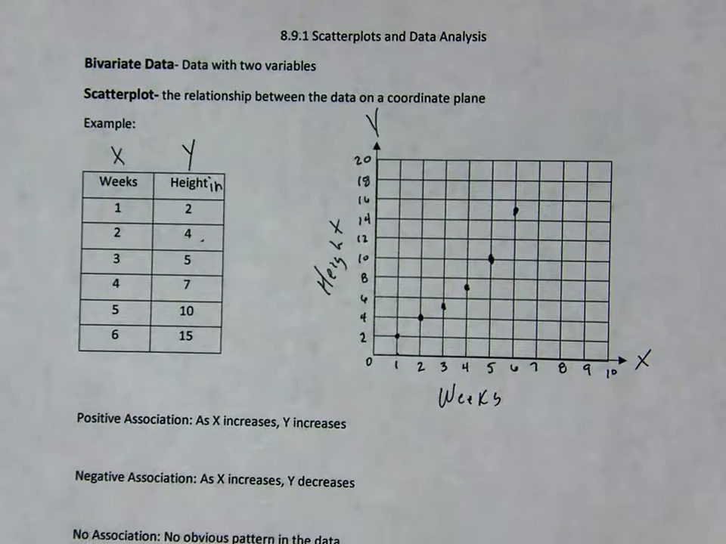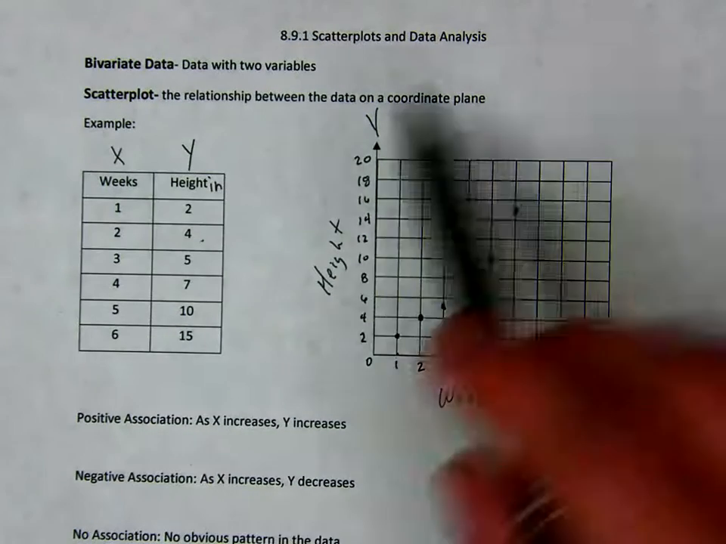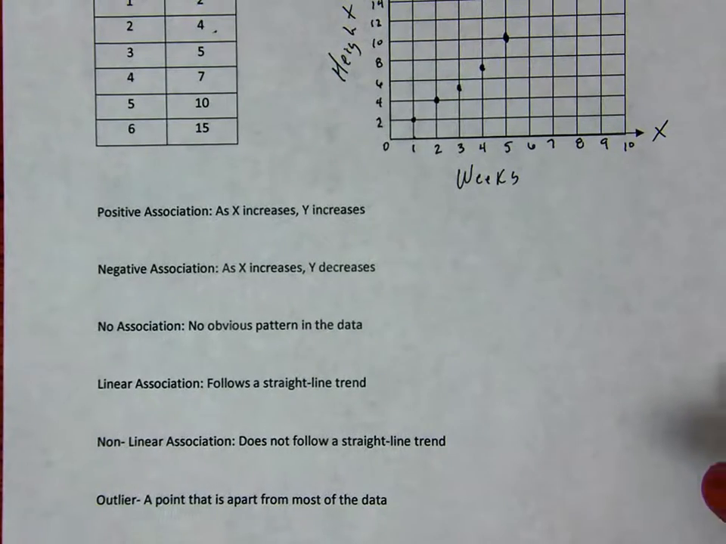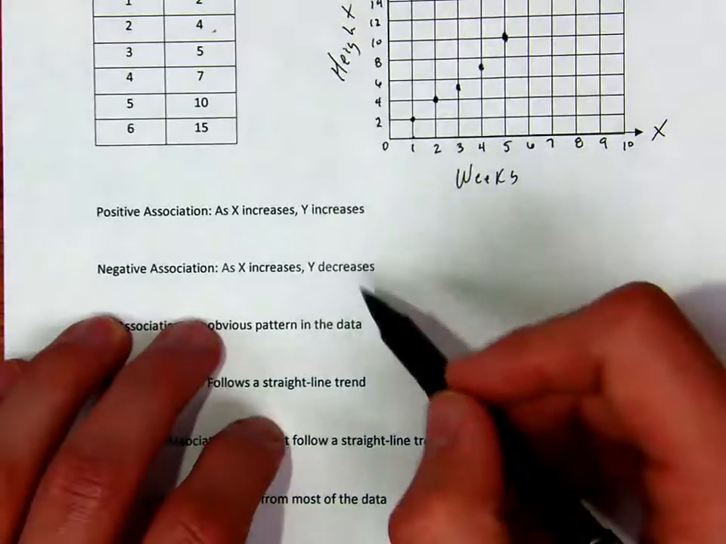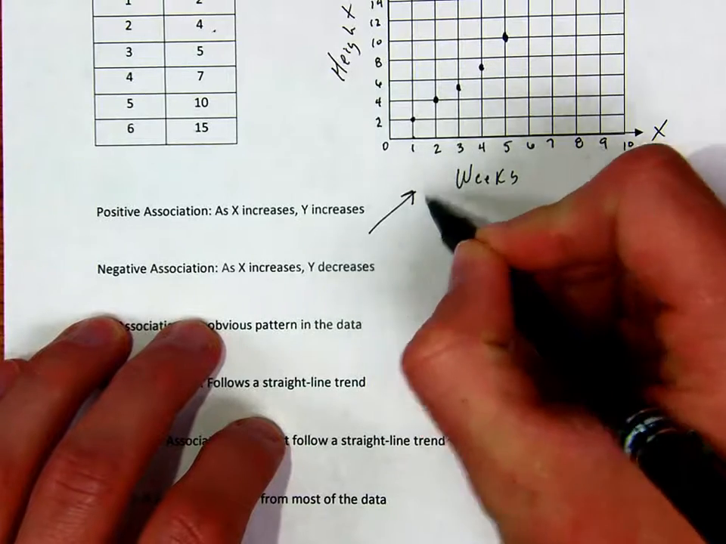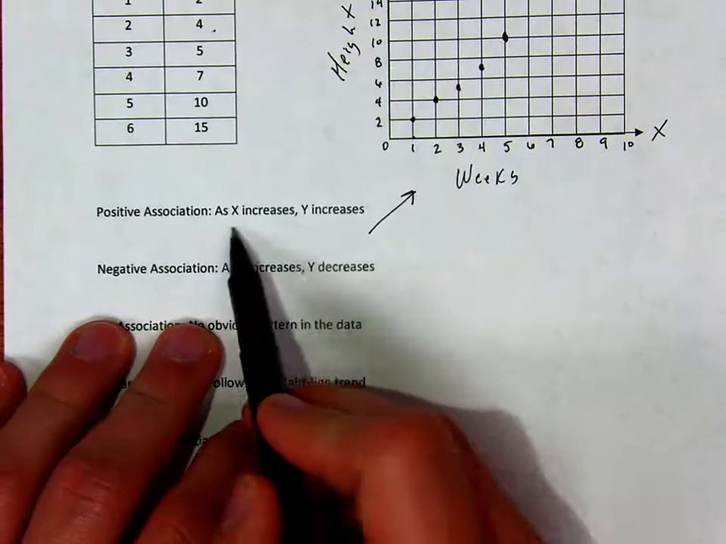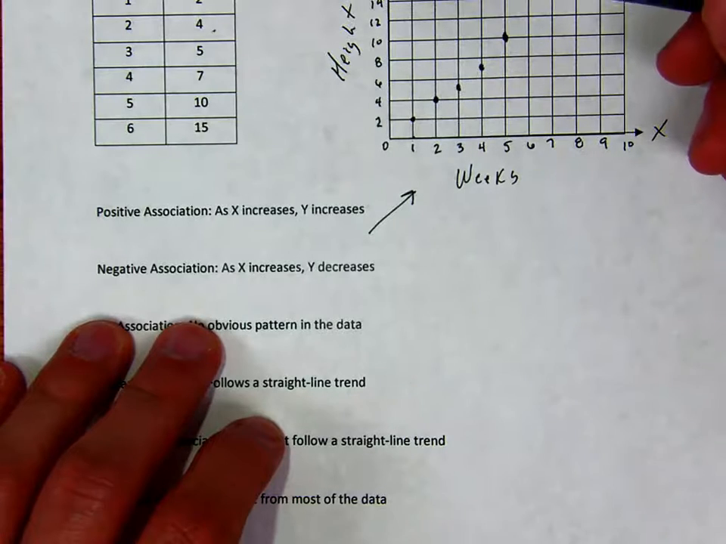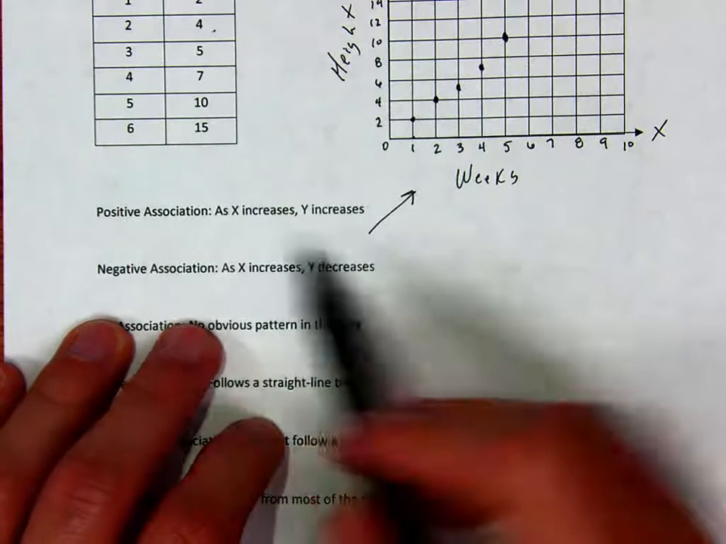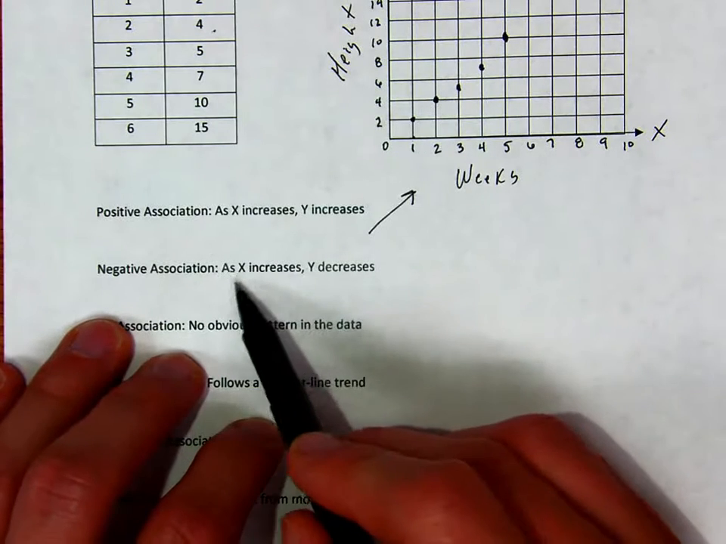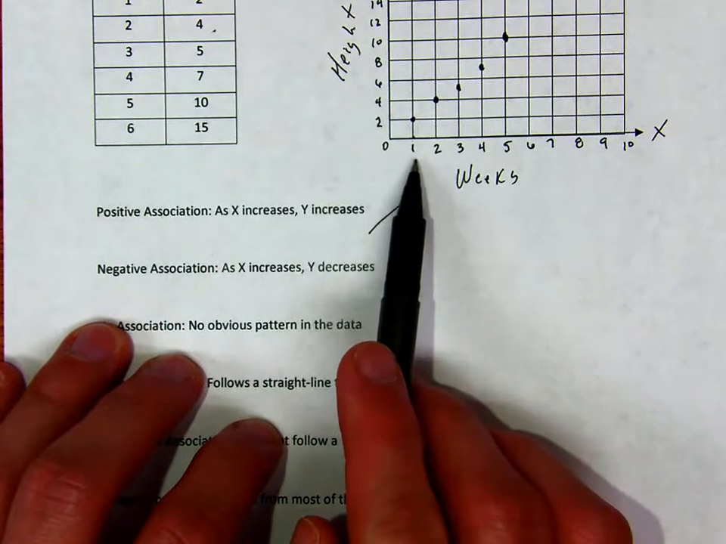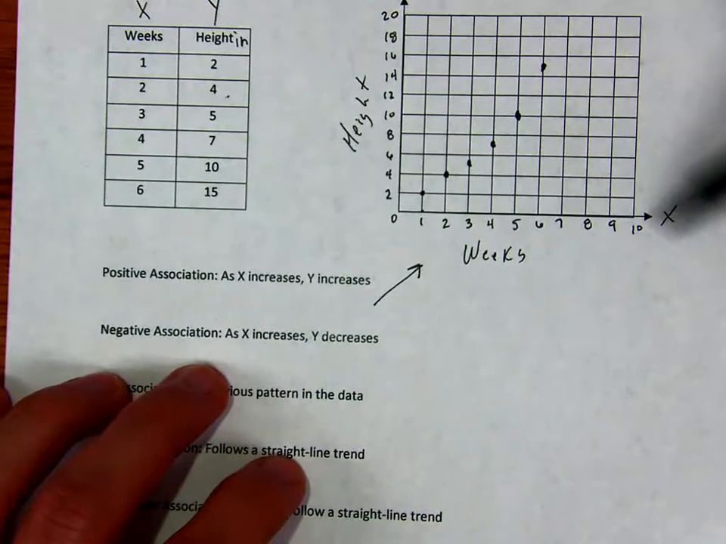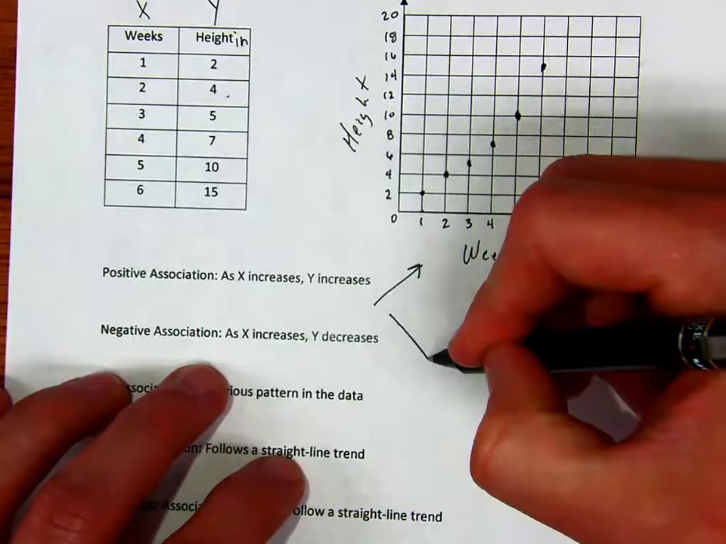Now we're going to go over some definitions and see if we have any of them here. Our first definition is positive association. Positive association basically means the data is showing an increase. Is it going up? As X increases, Y increases. So as X gets bigger, Y also gets bigger. Negative association is the opposite. As the X value goes up to the right, does our Y value decrease, get lower? A negative association would be pointing downwards.